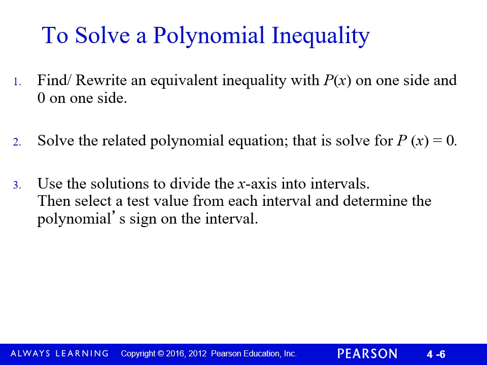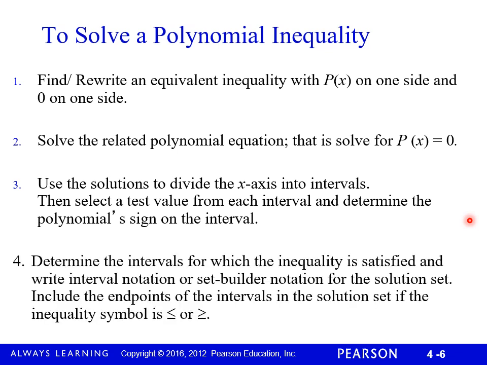We're going to use the solution to divide the x-axis into intervals like we just did, like a single number line. And then we're going to select a test value from each interval and determine the polynomial sign on that interval. Your calculator is great for this because you can just plug it into your calculator and do the y equals, and then you have a whole table function that can show you values, so you don't have to keep calculating them over and over again. And then simply determine the intervals for which the inequality is satisfied and write it in interval notation or set builder notation for the solution set.